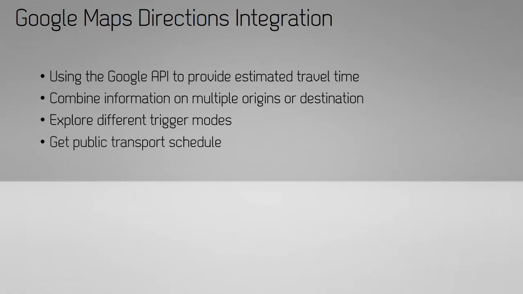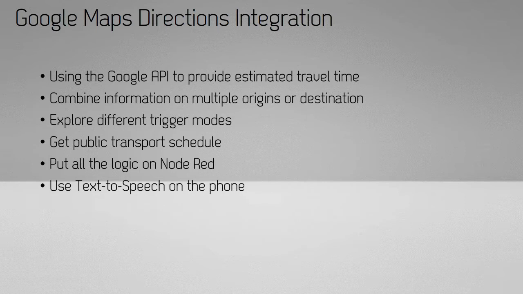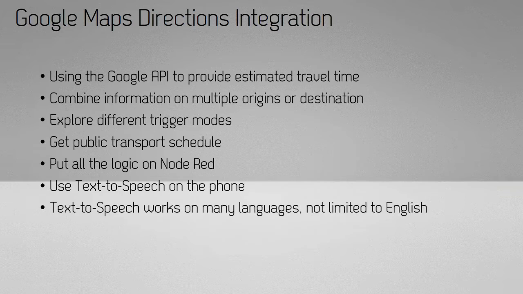I also want to see if I can get the public transport schedule out of the Google API. I want to put all this logic into Node-RED, and the phone is just going to act as a display device. As I mentioned previously, I want to mainly use text-to-speech on the phone. And I also want to highlight that this text-to-speech functionality is not limited to English only.